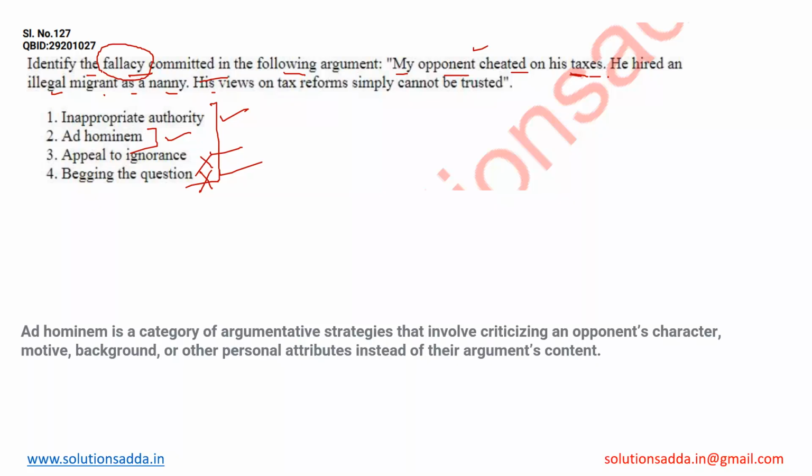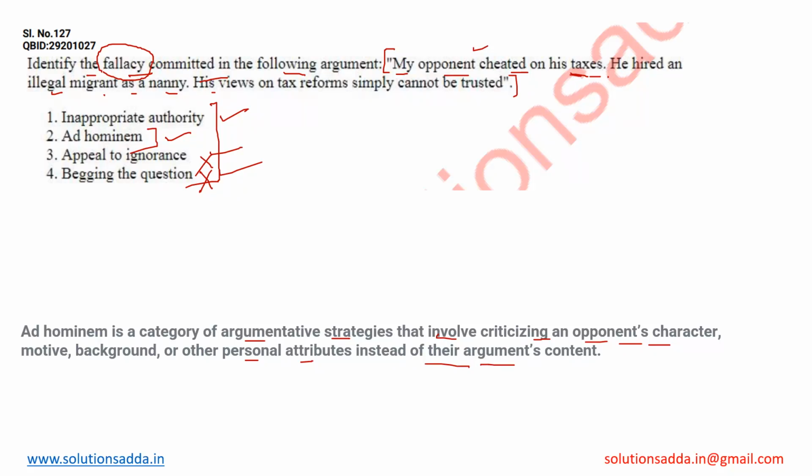Let's understand what ad hominem is. Ad hominem is a category of argumentative strategy. By reading the sentence, we clearly see that this sentence is argumentative, but it involves criticizing an opponent's character. Yes, here we are criticizing the opponent's character, background or other personal attributes instead of their argument content.